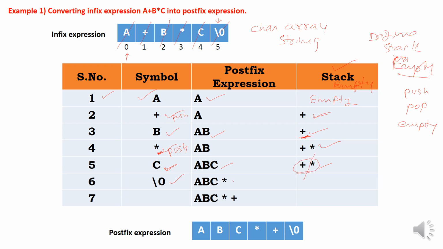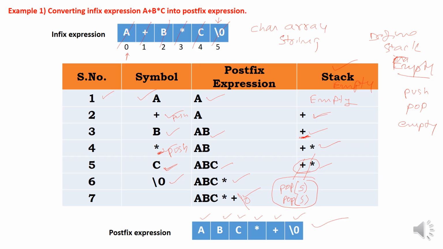Pop asterisk, add it to the postfix string. Pop plus, add it to the postfix string. So we have applied two pops, because there are two characters. The stack becomes empty. Pop all the characters and add them to the postfix string. To make it a string, add one more character, that is the null character. So like this, a b c asterisk plus, then the last character of any string should be backslash 0. Now this becomes your postfix expression.